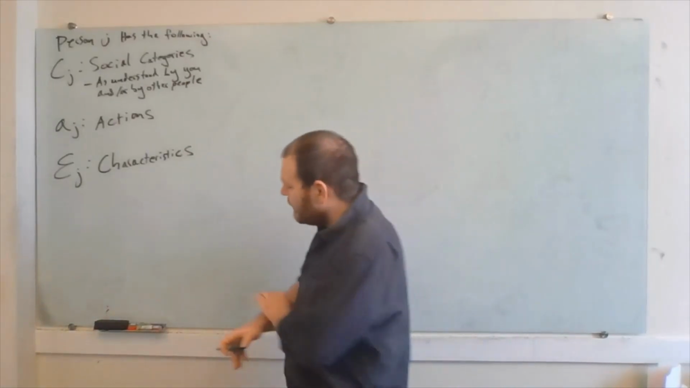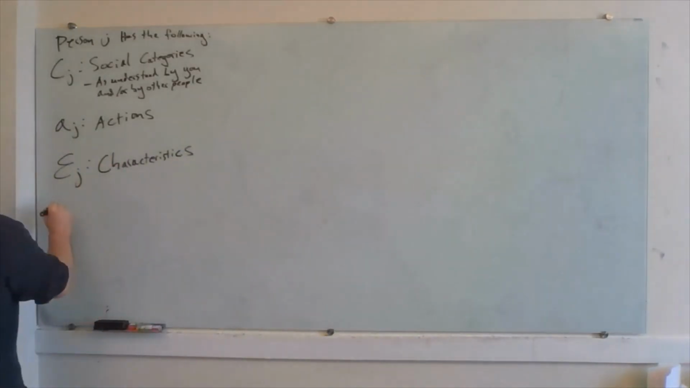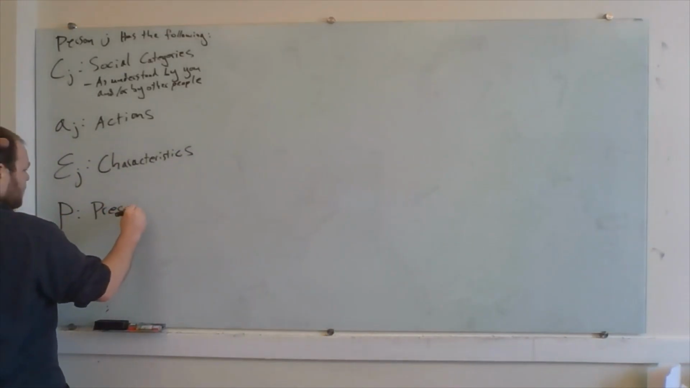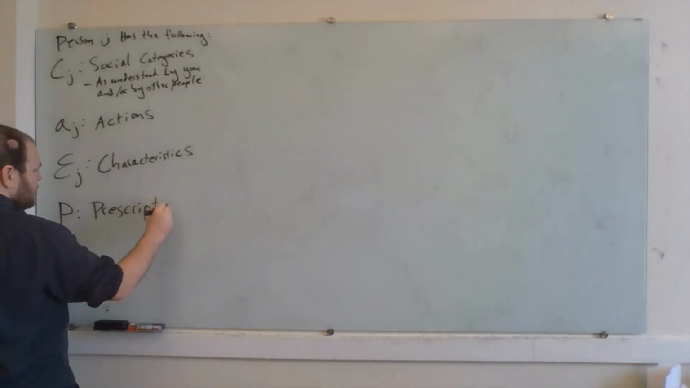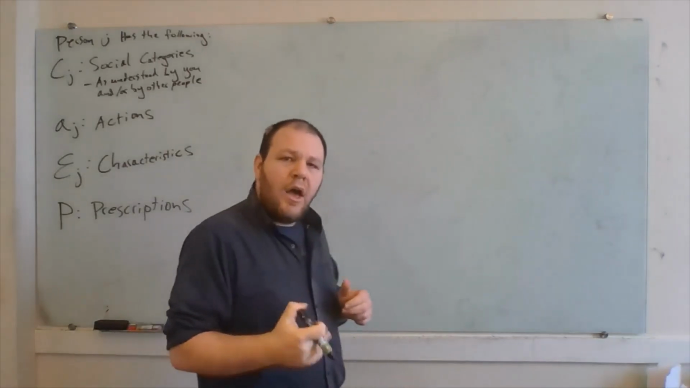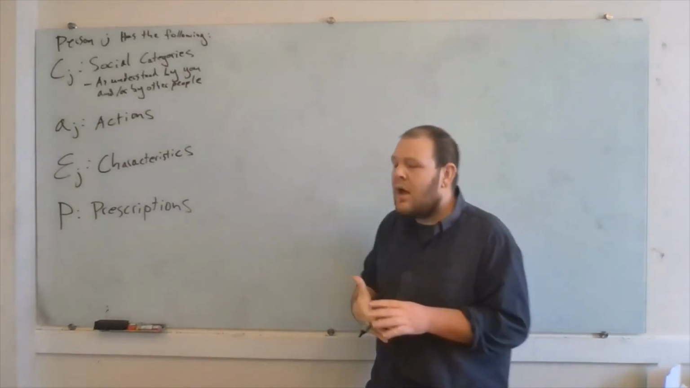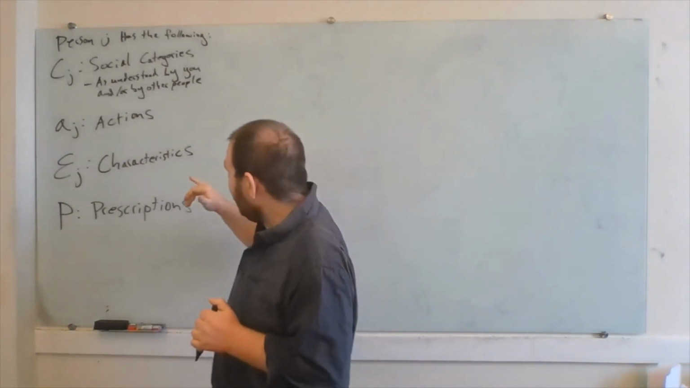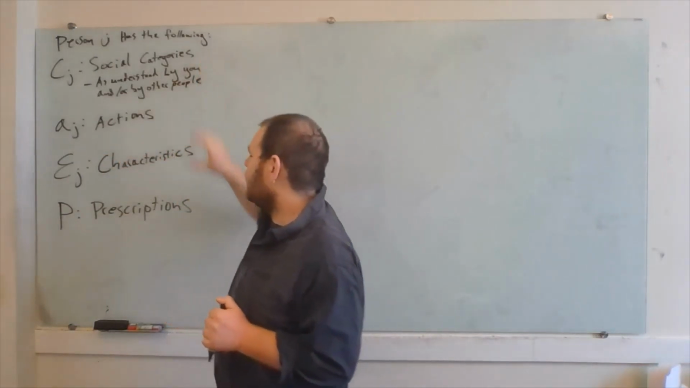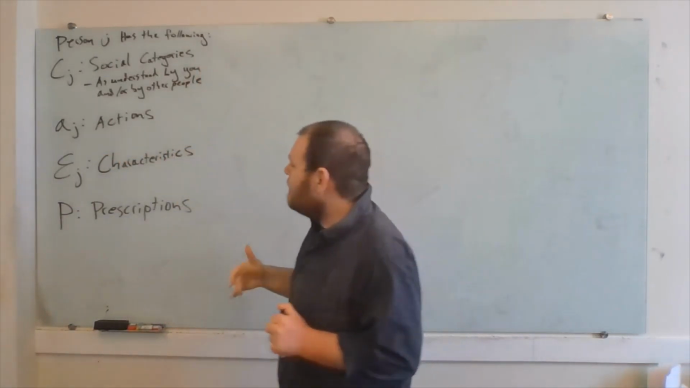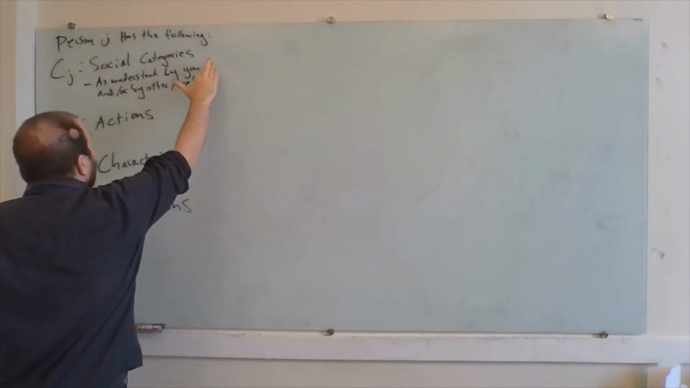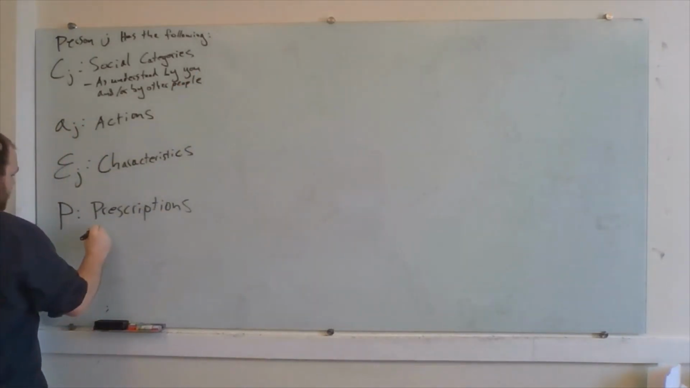And then the last important thing here is going to be what's called prescriptions, or P. And prescriptions are essentially going to be a cultural understanding of the way people ought to behave or ought to be who belong in different social categories. So they're essentially going to be people's reaction to actions and characteristics on the basis of social category.